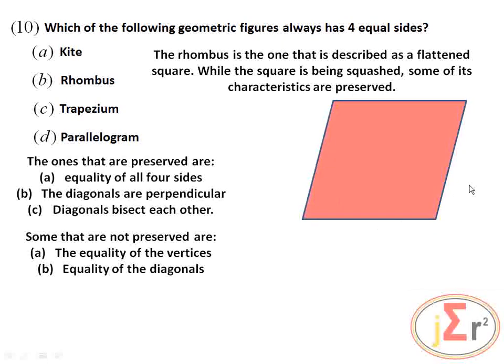All sides are equal, but notice that this vertex is kind of a big angle and this one is kind of a smaller angle. These vertices are not the same. If you put the diagonals in, they will cross at right angles, and they will actually bisect each other.